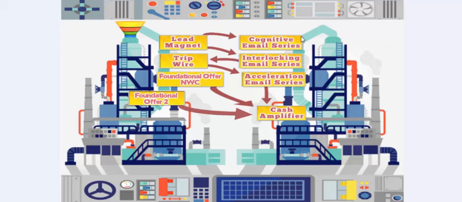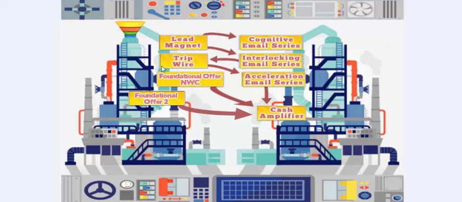Okay, it's going to be your back end offer. So we have your lead magnet, we have the tripwire, we have the foundational offer, in that order. Your lead magnet is basically going to be a free giveaway. It's going to be something for free that you're giving away on your landing page in order to get their email address.